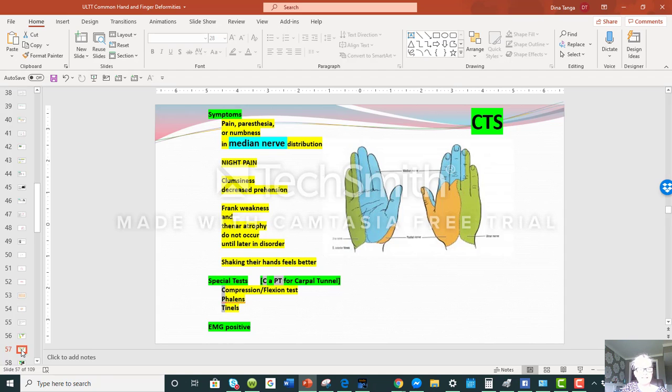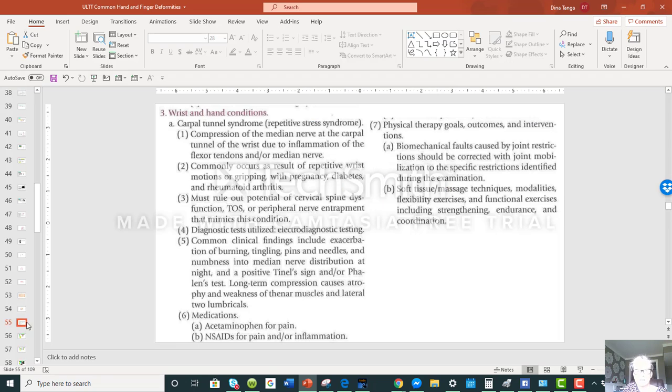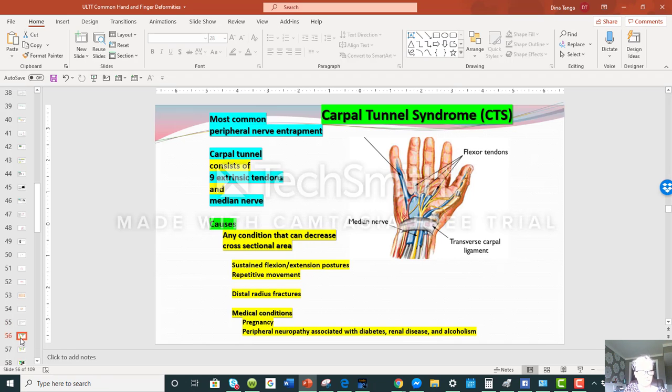Symptoms: pain, paresthesia, or numbness in the median nerve distribution, which is this blue part here. Frank weakness and thenar atrophy do not occur until later in the disorder. Shaking their hands makes it feel better. So special tests: CCAPT for carpal tunnel; the compression flexion test, Phalen's and Tinel's. And EMG positive is the diagnostic test, which is stated here, electrodiagnostic testing.